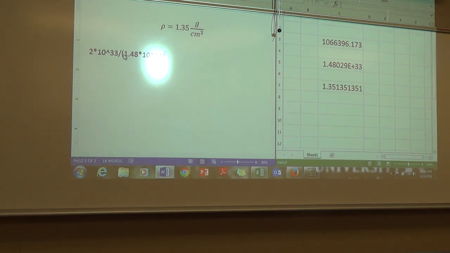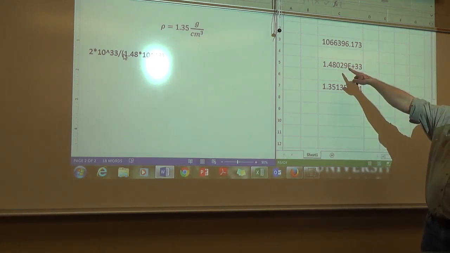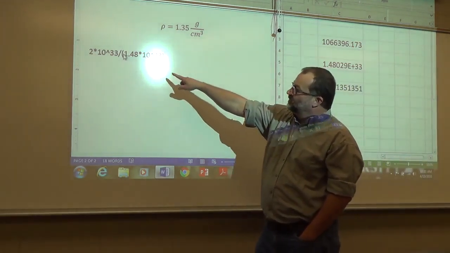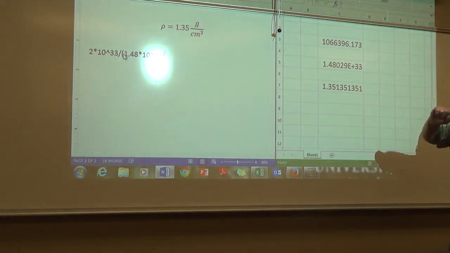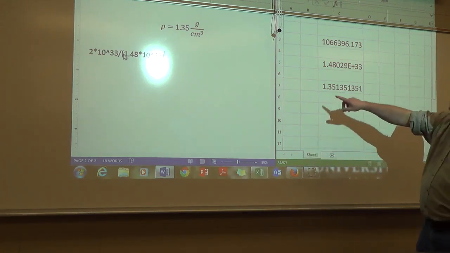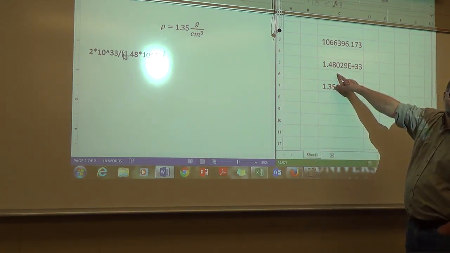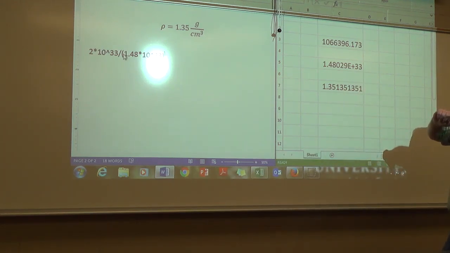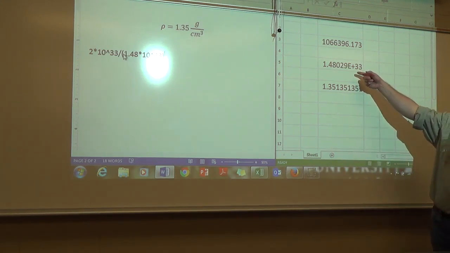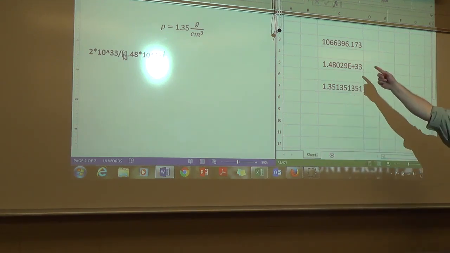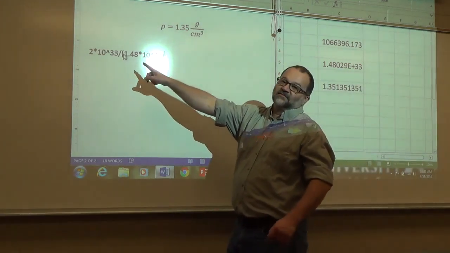I'm guessing the 1.48 comes from 4/3 pi r cubed, right? Yes, that came from the volume, 1.48 times 10 to the 33 cubic centimeters. But we're on number 2, right? So we have mass, and the volume is 4/3 pi r cubed. You got mass, 2 times 10 to the 33, divided by 1.48, which was 4/3 pi r cubed. We calculated that first, and now we're doing the division, mass divided by that.